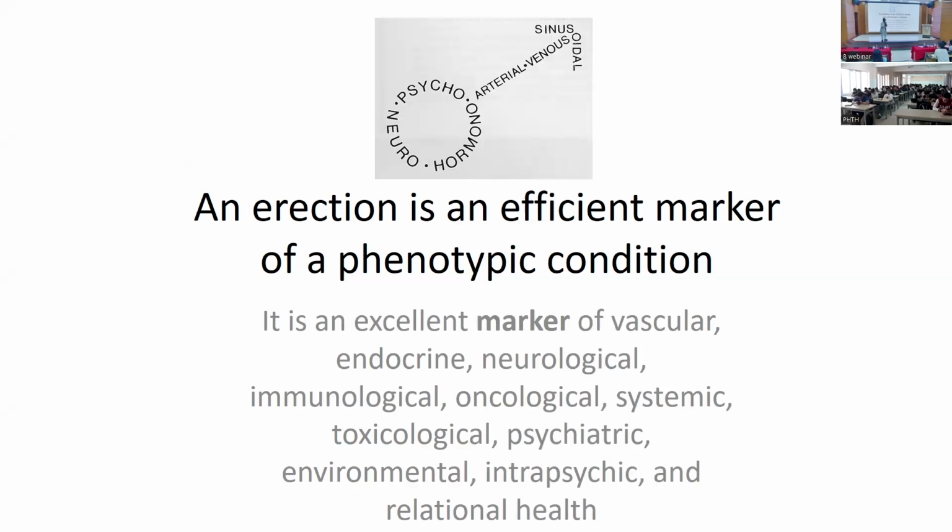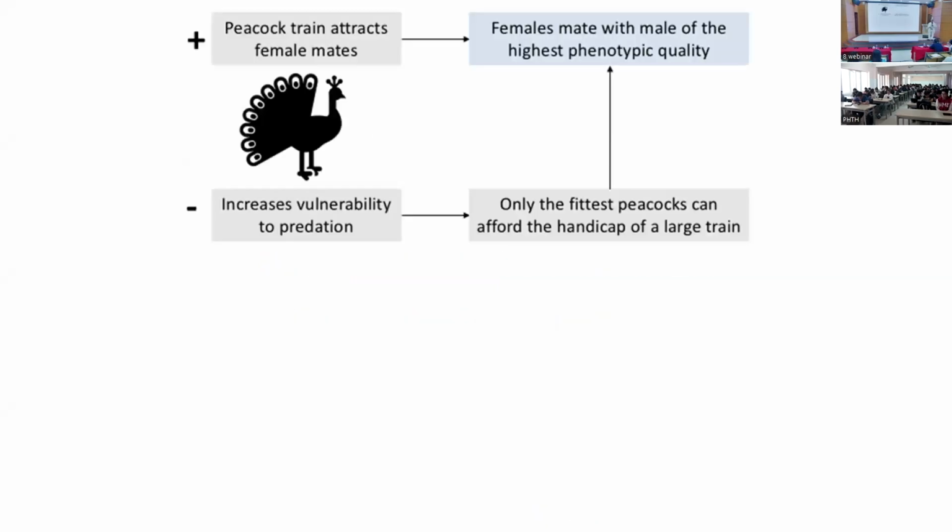So now you understood very well what I mean with a sexual handicap. It is definitely the erection a sexual ornament. We need it to reproduce. We need to enjoy sex. We need to stay together. But at the same time, it is the representation of the health of the individual itself.